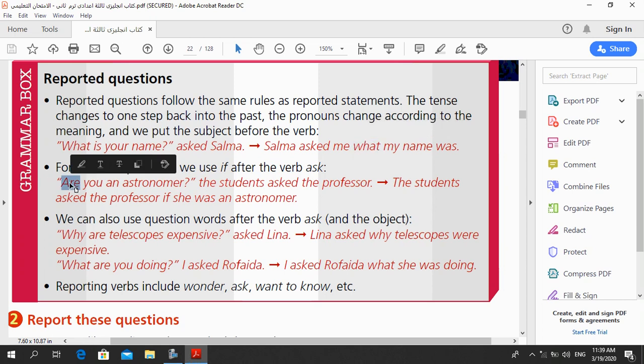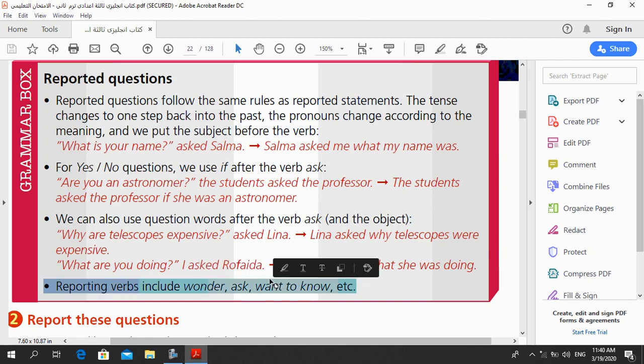If it's a yes or no question, meaning the answer is yes or no, you will add if or whether. That's it. Super easy. Note that you can change the reporting verb. The reporting verb is this, asked. You can change it. You can say wonder, ask, want to know, and others. So you can change the reported questions.